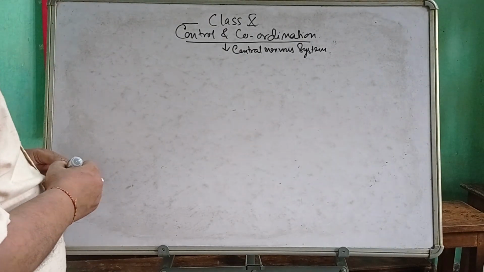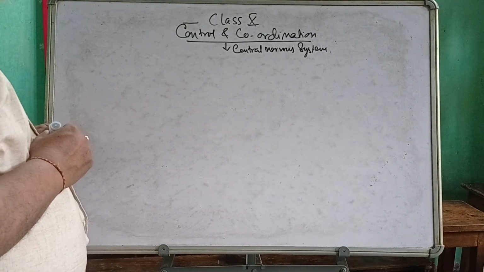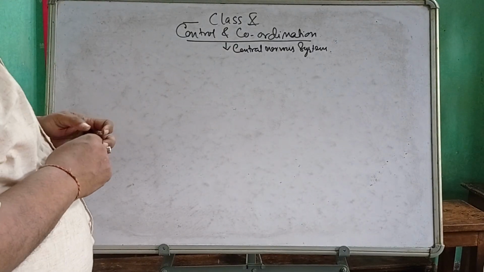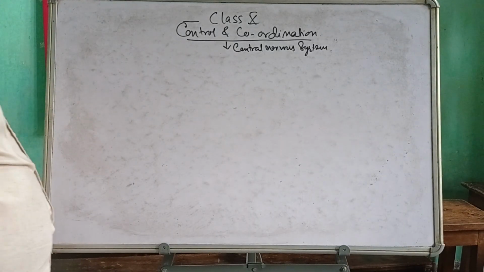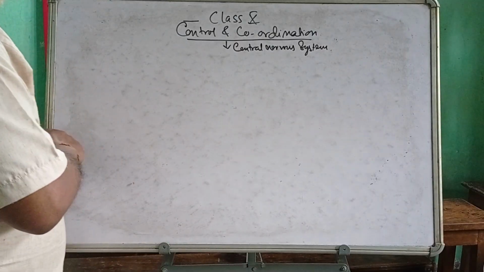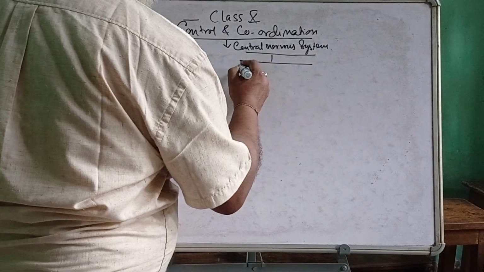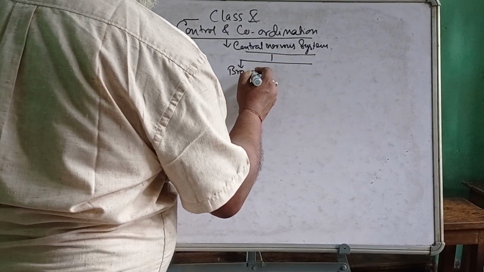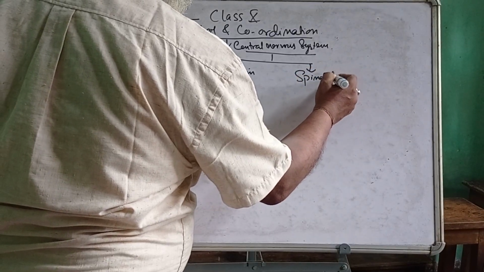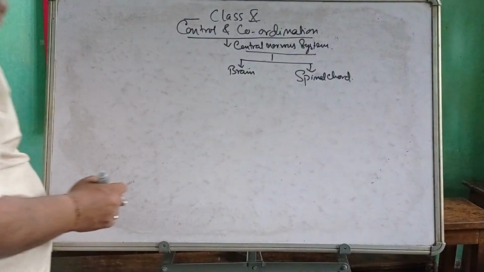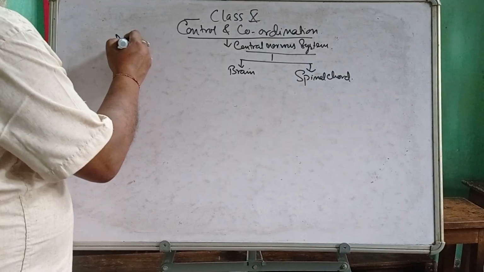Why have I selected this chapter? Because it is an interesting chapter. It deals with the central nervous system, that is the brain and the spinal cord, and this is an interesting chapter. See here, let us first discuss nerve cells.